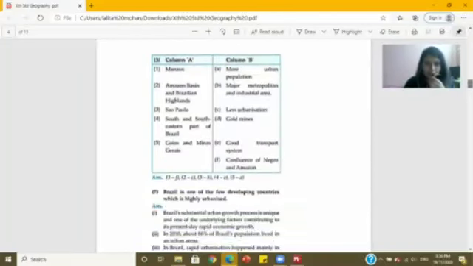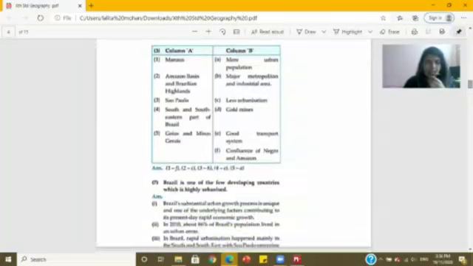Moving to match the column. Manaus, correct answer is confluence of Negro and Amazon. Second, Amazon Basin and Brazilian Highland. Correct answer is less urbanization. Sao Paulo, correct answer is major metropolitan and industrial area.